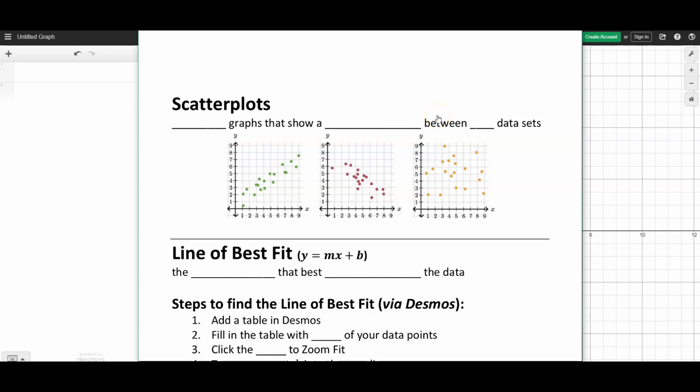This lesson isn't recorded live because I needed to be able to show you both Desmos and the notes, so bear with me. It's going to go a little bit faster than normal because it's not a live video.